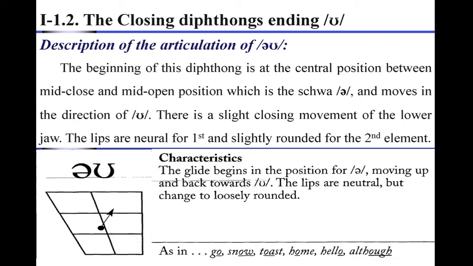Characteristics of o. The glide begins in the position for schwa, moving up and back towards u. The lips are neutral but change to loosely rounded, as in go, snow, toast, home, hello, and although.